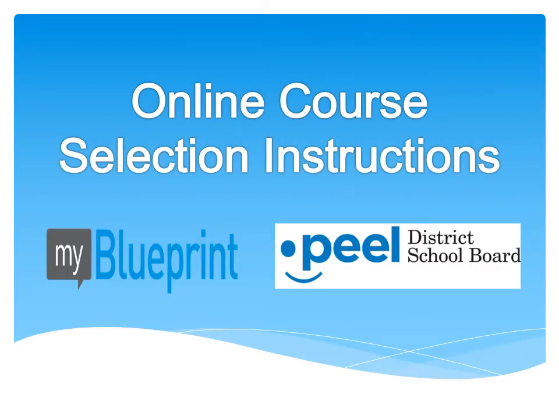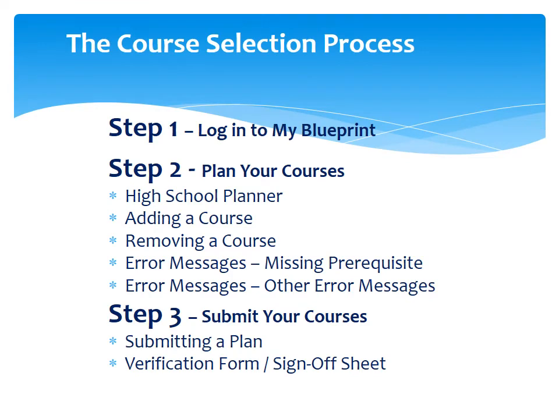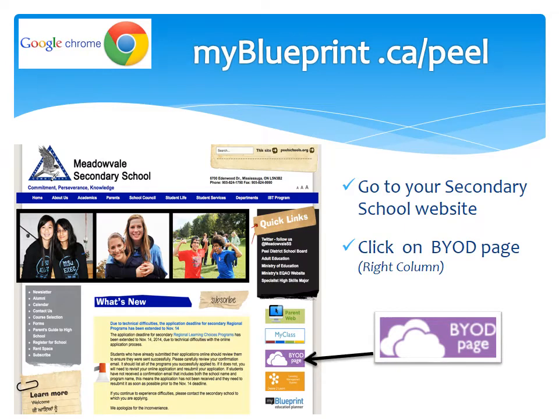Online course selection instructions. The course selection process occurs via 3 steps. Step 1 is logging into My Blueprint. My Blueprint can be accessed via the Meadowvale Secondary School website by clicking on the BYOD chiclet on the right-hand side of the page.